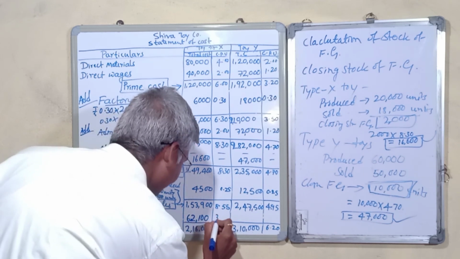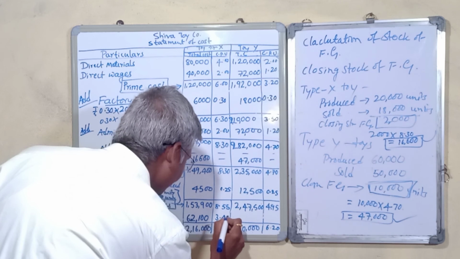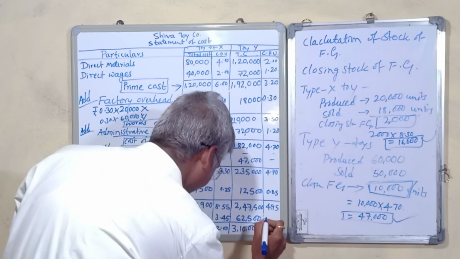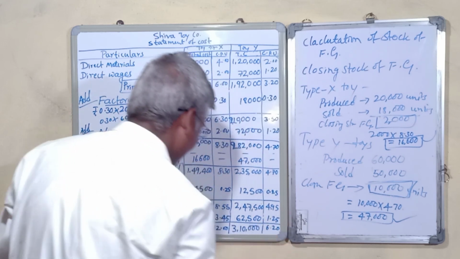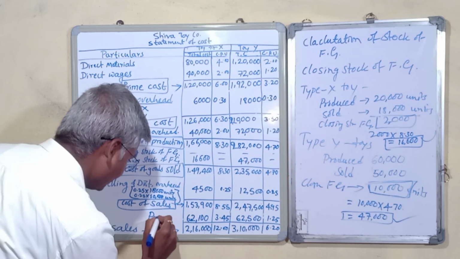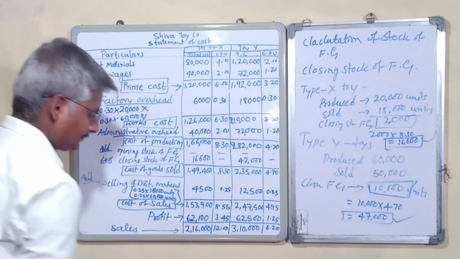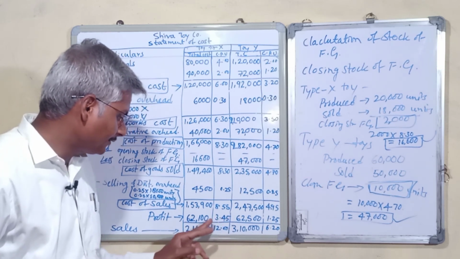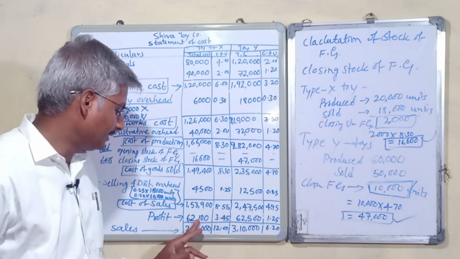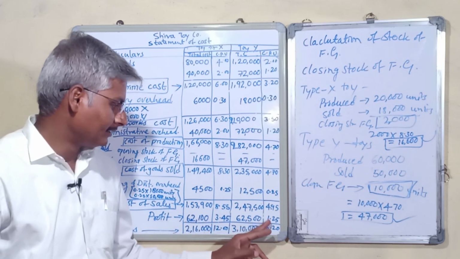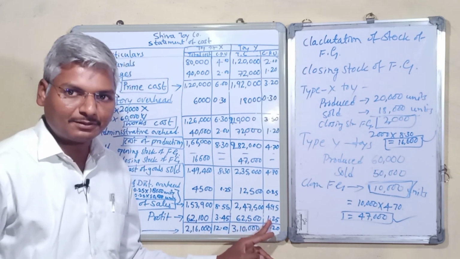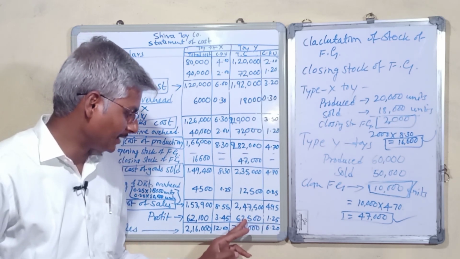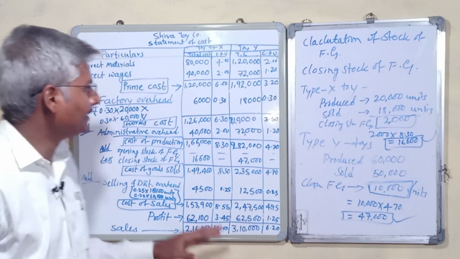So 2,16,000 minus 1,53,900, we will get 62,100. The difference per unit is 3.45, and here 62,500. The difference is 1 rupee 25 paisa, and this is positive, so I will write it as a profit. 3 rupees 45 paisa per unit, and total profit is 62,100, and for type Y 1 rupee 25 paisa is a profit, and total profit is rupees 62,500.